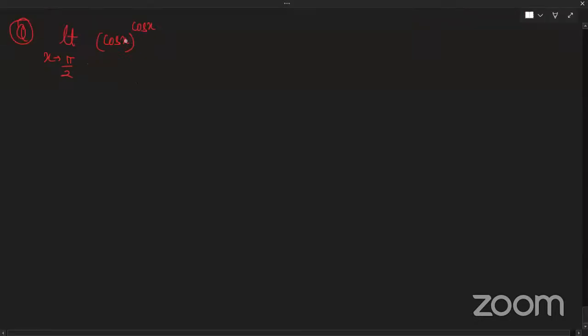Trigonometry. Cos of 90 is 0. What is cos of 90? It is 0, right? So it is 0 raised to 0.